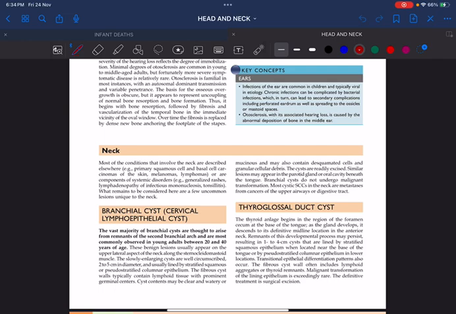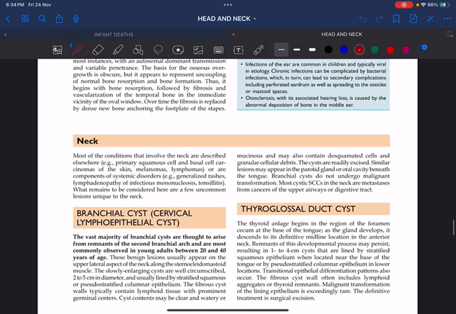Okay, fine. But before that, let us go through a few one-liners which are mentioned in Robbins. Number one, remember branchial cyst. They are remnants of the second branchial arch, usually located along the border of the sternocleidomastoid. It is a cyst, also called a cervical lymphoepithelial cyst.